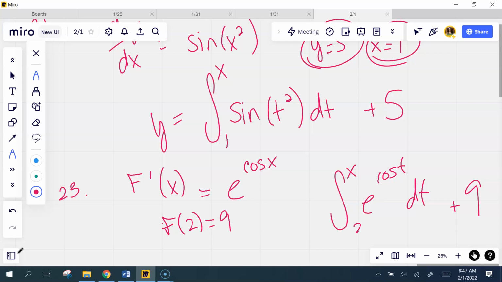Anything else? How were the 25 through 34s where you were matching, or 25 through 40, where you matched the graphs to the slope fields? Those were okay? Okay. All right, I'll give you a little break as promised.